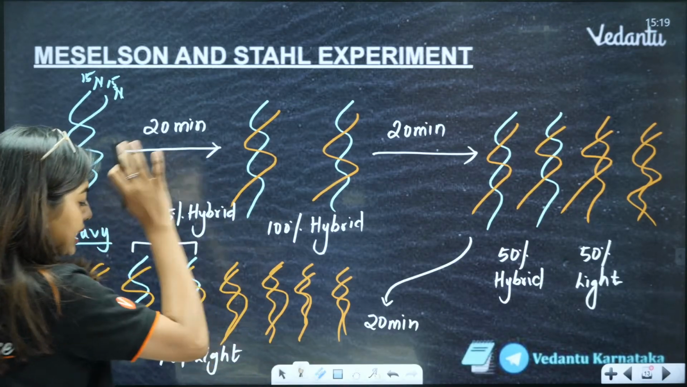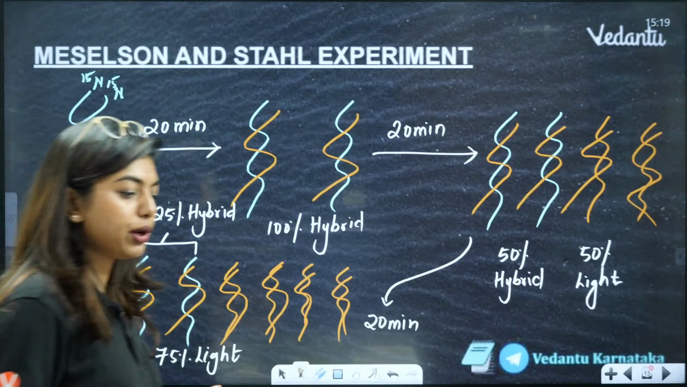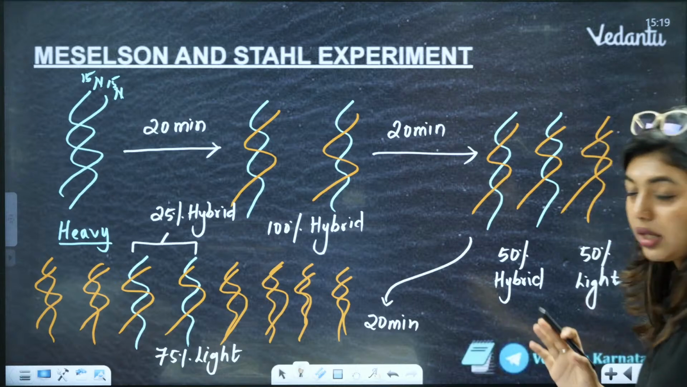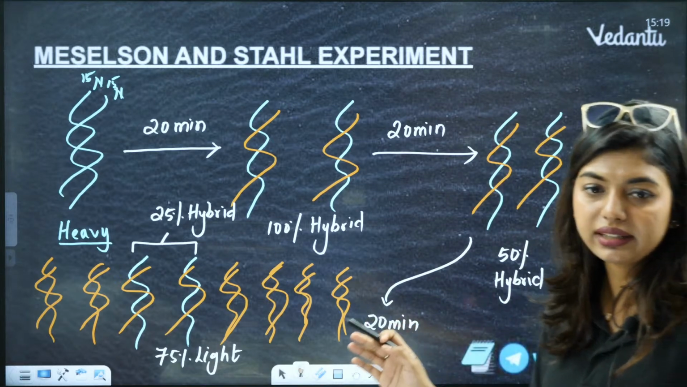Like that, if you take it to the next step also, you will get 87.5% light, 12.5% hybrid. Okay, so like this you can do the entire experiment.